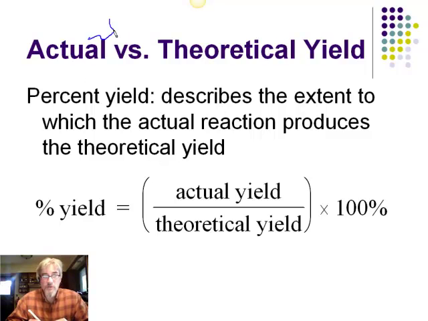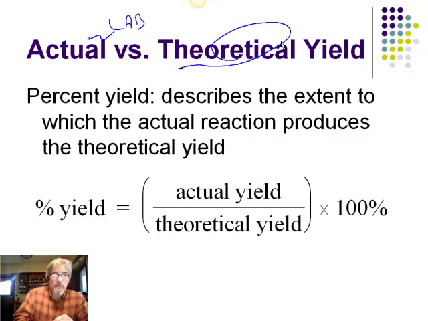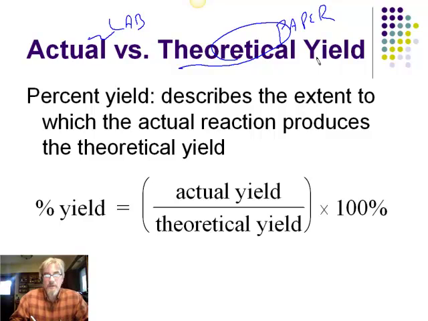The actual yield is what you actually get. Sometimes this is called lab yield. And the theoretical yield, this is the calculated amount. This is like the maximum possible. So this is sometimes called the paper yield. How do we deal with this? Well, one of the tools that chemists use to keep track of this is something called percent yield. Percent yield just describes how far did the reaction actually go in producing the theoretical yield.